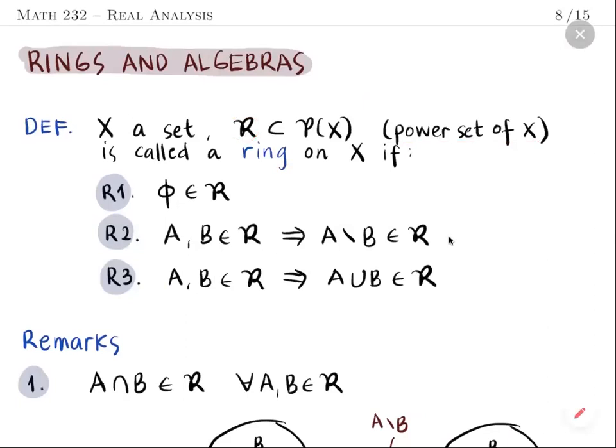One, the empty set must be in R. If I have two elements in R, then the difference must be in R. And finally, the union of two elements in R is also in R. So again, a collection of subsets of X is a ring if the empty set belongs to R, if the collection is closed under set difference, and if it is closed under the operation union.